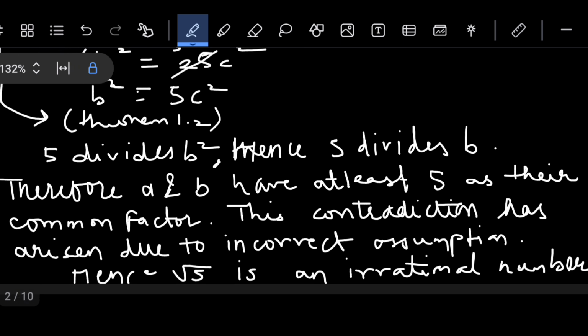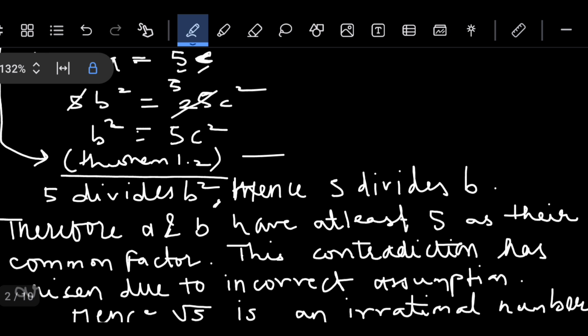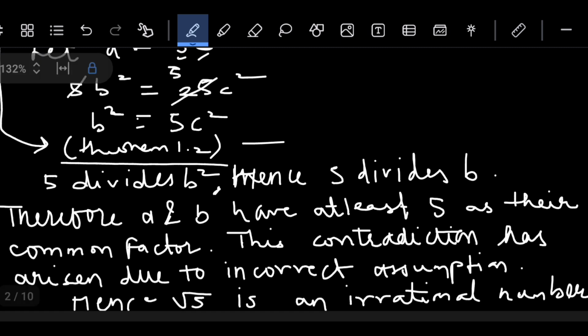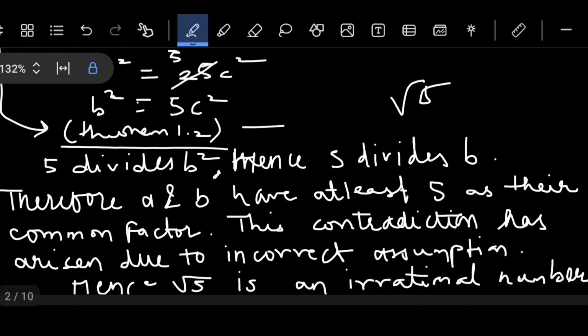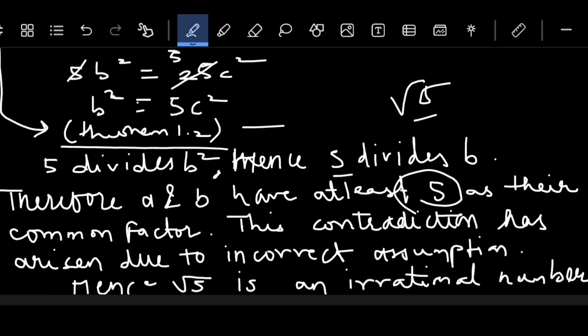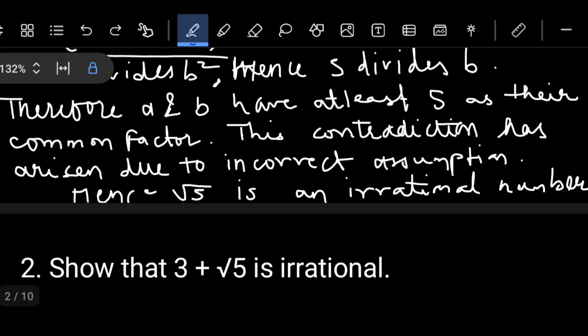You can take time to write. No doubts, right? See, this part you have to mug up for your examination: the way they have told that let us assume to the contrary that this number is a rational number. Then you have to write the whole theorem. Here I've just written theorem 1.2, but you have to write the whole theorem. And your conclusion should also be the same, like therefore a and b have at least this number as a common factor. Here we had root 5, so we wrote 5 as a common factor. But you might have other numbers too, like root 2, root 3, and you have to prove them. Okay, easy.